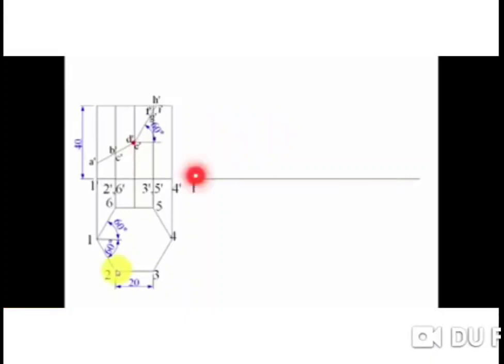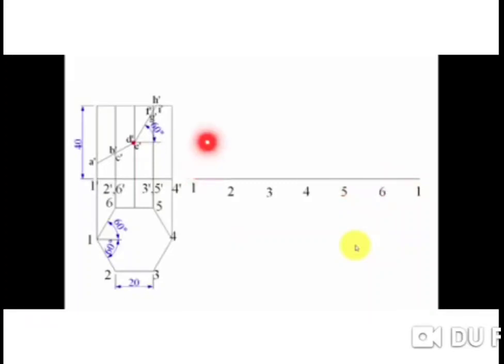First, I have marked point 1. This is 1 to 2, 2 to 3, 3 to 4, 4 to 5, 5 to 6, 6 to 1. That is 20 plus 20 plus 20, 20, 20, 20. That is 120 mm. That is the required length.